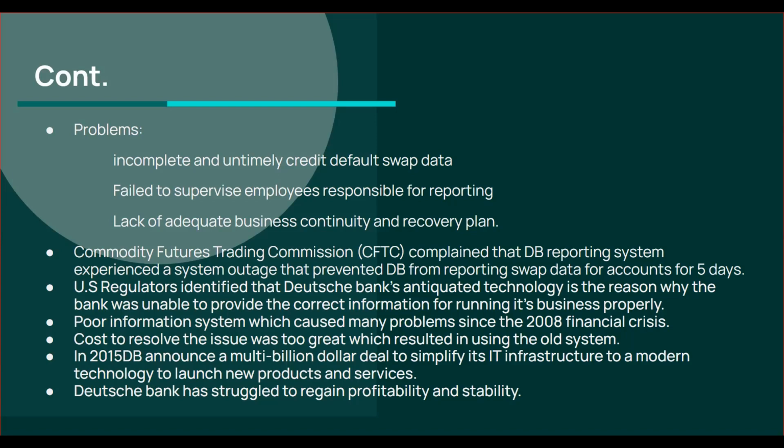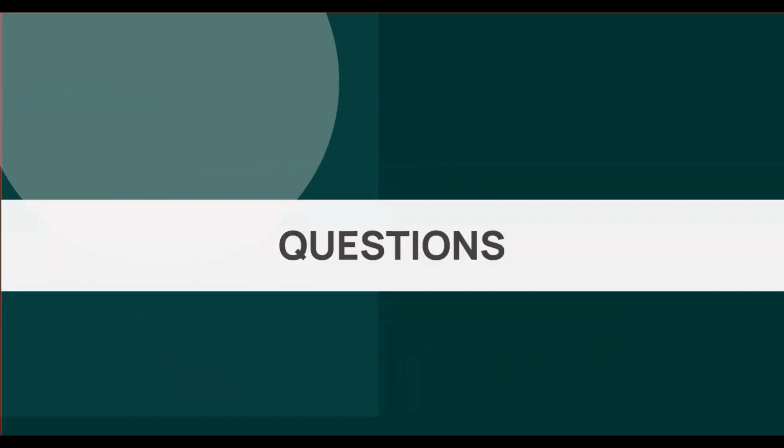Poor information was caused by many problems since the 2008 financial crisis. So Deutsche Bank has struggled to regain profitability and stability. In 2015, the bank announced a multi-billion-dollar deal to simplify its IT infrastructure to modern technology and to launch new products and services. Next slide. So the questions.